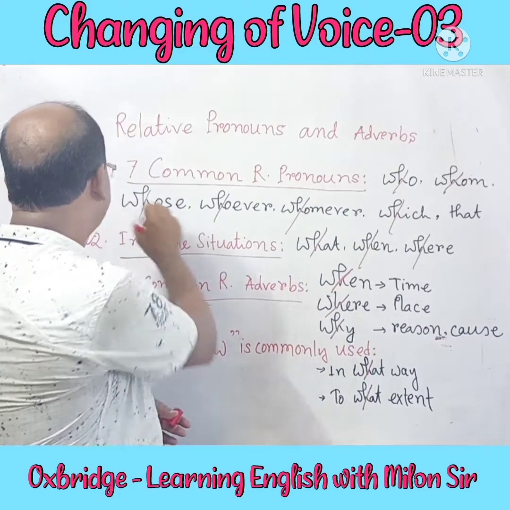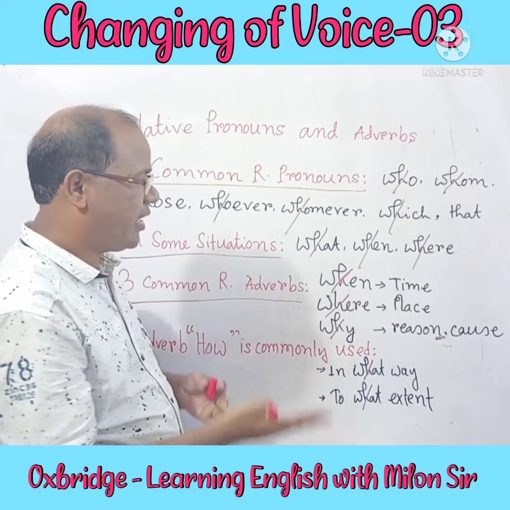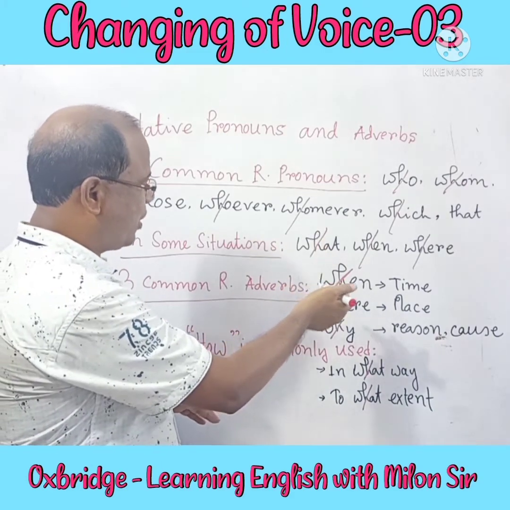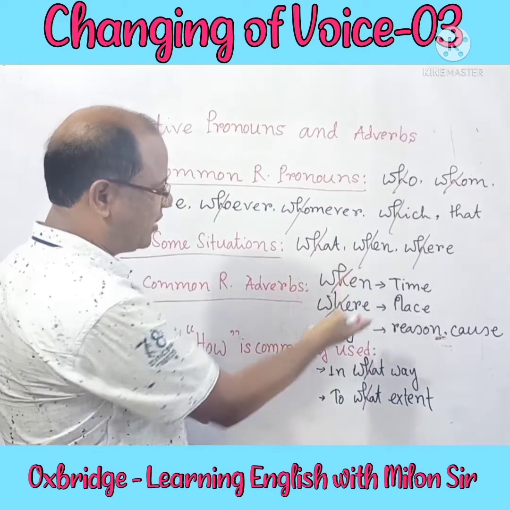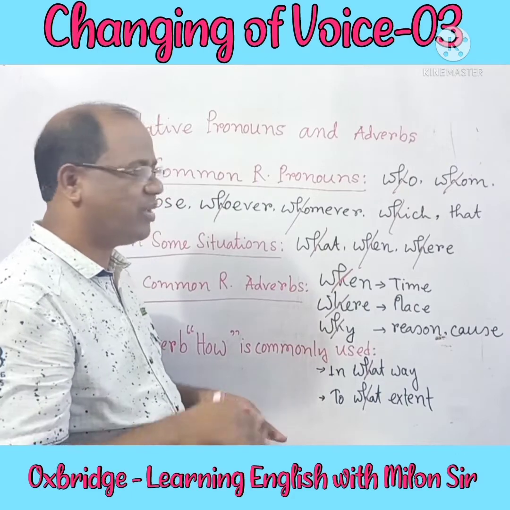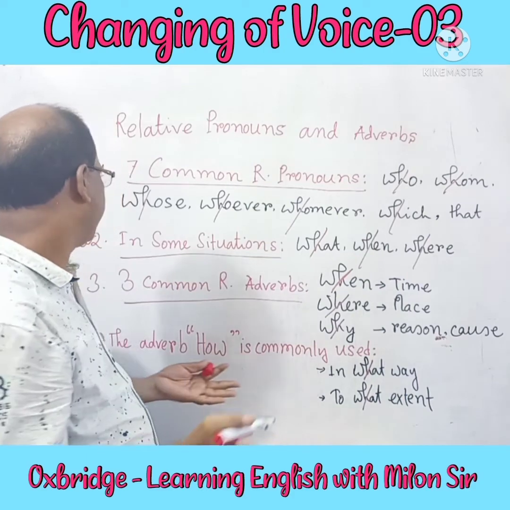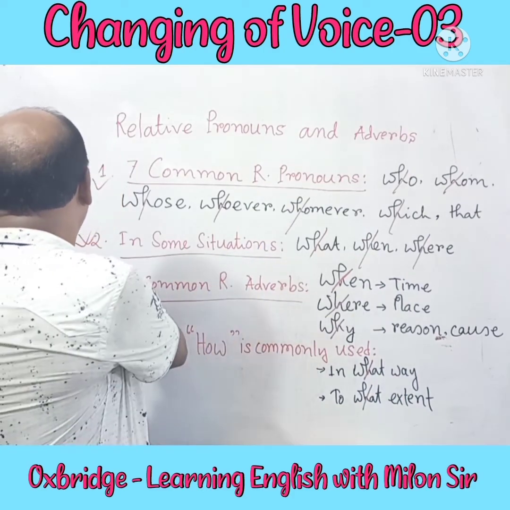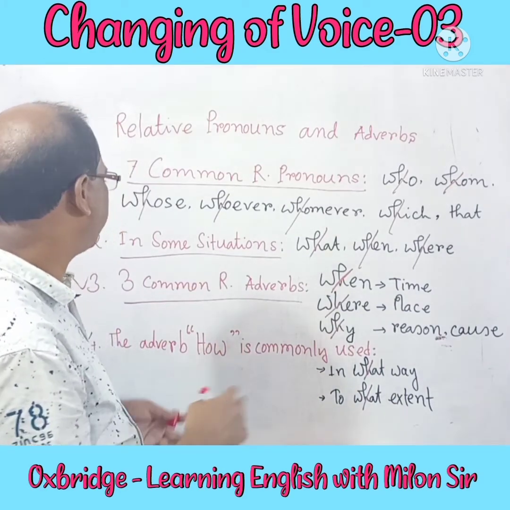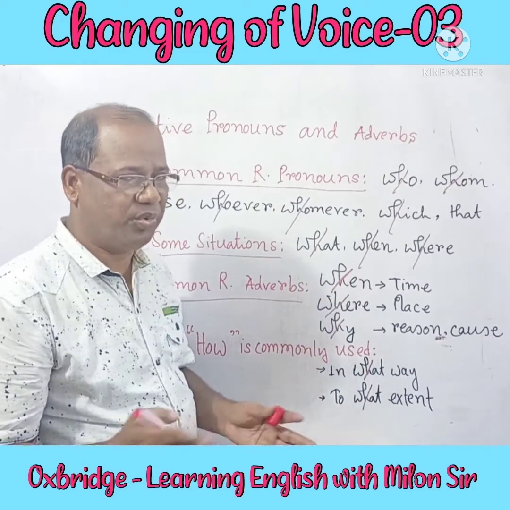The second one, here you can see, in some situations, what, when, and where. Here S is also silent, so it should be pronounced what, when, and where. So what, when, and where are also used as relative pronouns. Now let's see some adverbs here. 3 common relative adverbs. Here you can see on the board 3 common relative adverbs, that is when, where, and why.